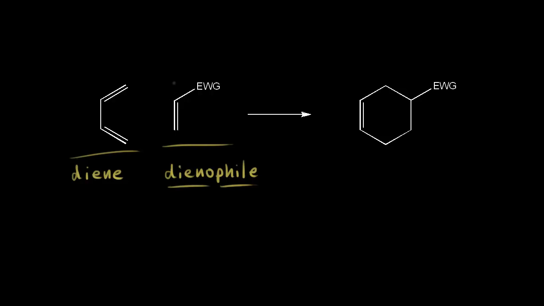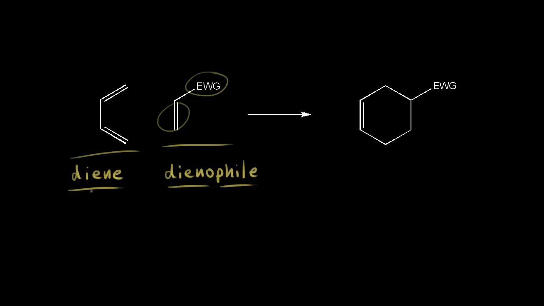The dienophile usually has at least one electron withdrawing group, which withdraws electron density from this double bond. So the dienophile is relatively electron poor. The diene, on the other hand, is relatively electron rich, so we have 4 pi electrons. So you can think about the electrons flowing from the diene to the dienophile. And this is what's called a pericyclic reaction. This is a one-step reaction that proceeds through a cyclic transition state.